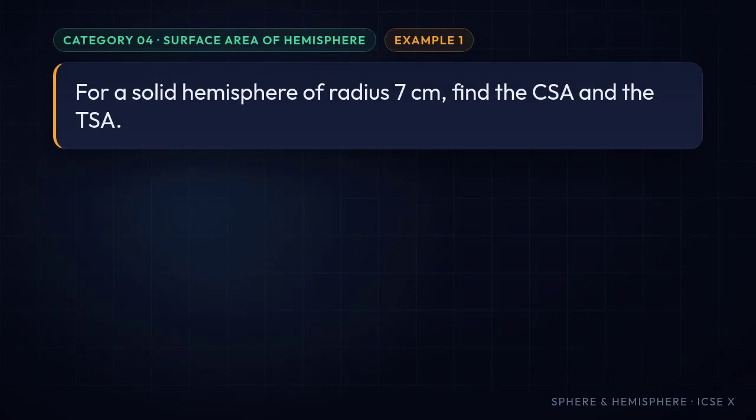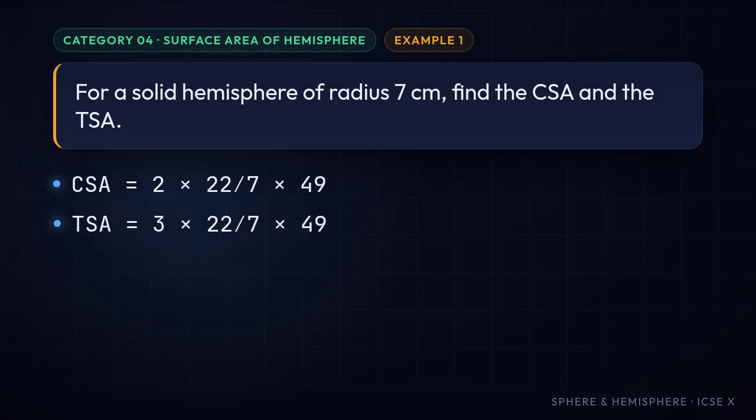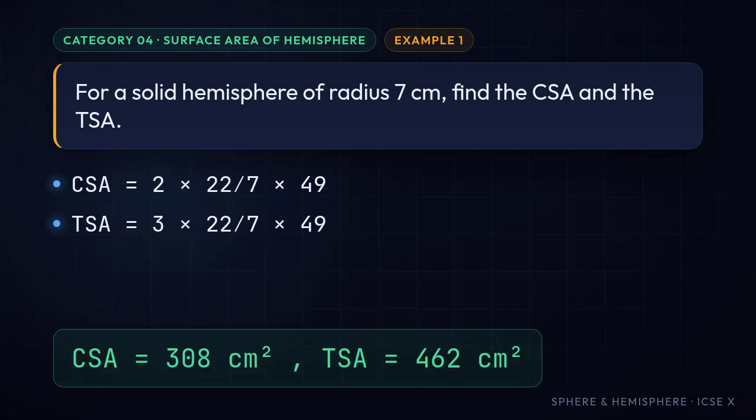Example 1. For a solid hemisphere of radius 7 centimeters, find the curved surface area and the total surface area. Curved surface area equals 2 times 22 by 7 times 49, which is 308 square centimeters. Total surface area equals 3 times 22 by 7 times 49, which is 462 square centimeters.